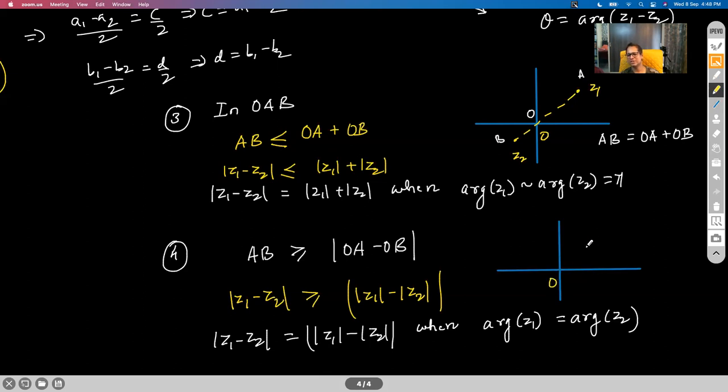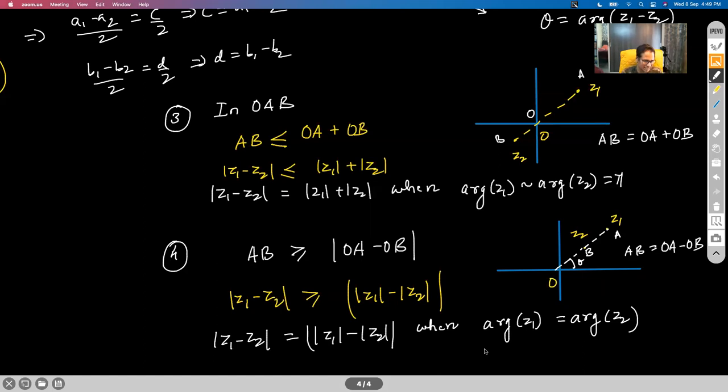Let's say your Z1, Z2 is like this. You will automatically get your answer that the distance between Z1 and Z2, let's call these A and B, will be OA minus OB. Now I'm just talking about the absolute difference, I'm not claiming which is more than the other. So when both Z1 and Z2 have the same argument, only then is this condition going to hold true.